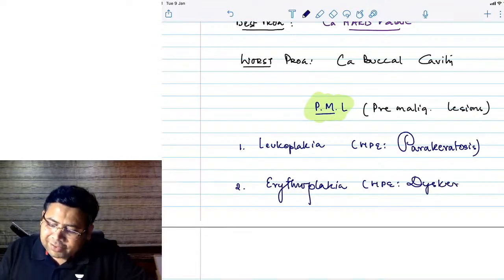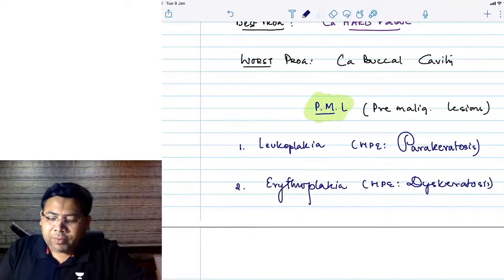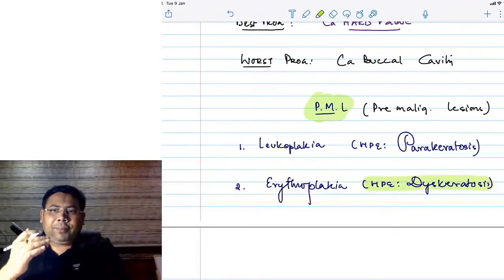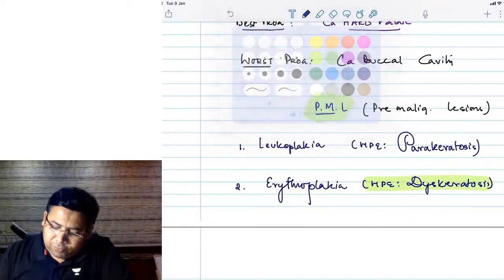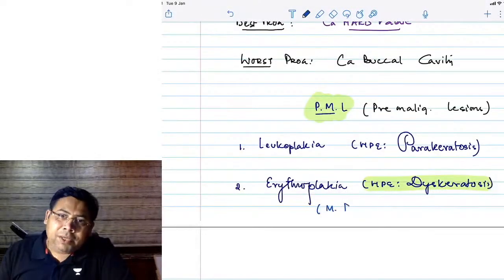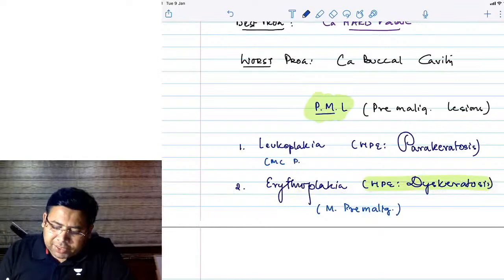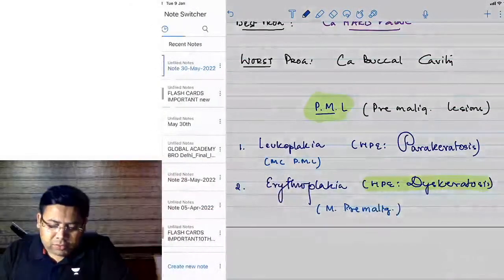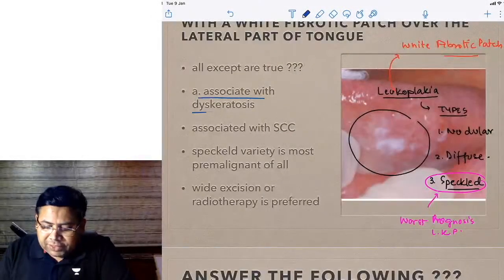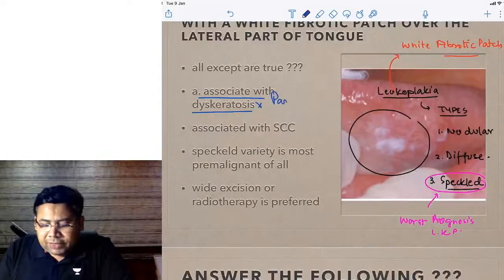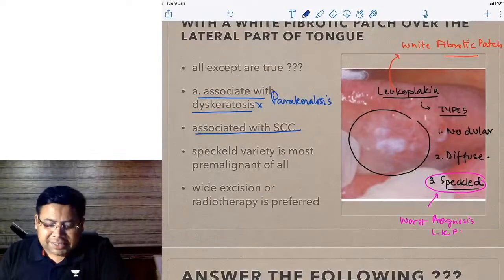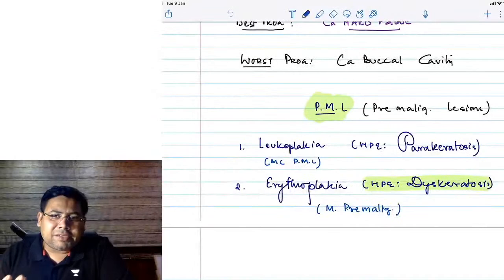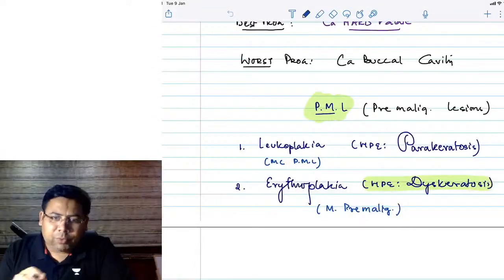Now you can understand that dyskeratosis is one step more degraded than parakeratosis, and therefore erythroplakia is the most pre-malignant lesion. Just see the difference. The most common pre-malignant lesion is leukoplakia, but the most pre-malignant lesion is erythroplakia. Leukoplakia is associated with parakeratosis. Long-term complication is SCC, squamous cell cancer. Are you getting this point or no?